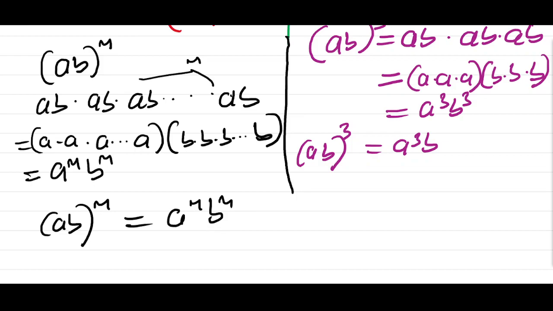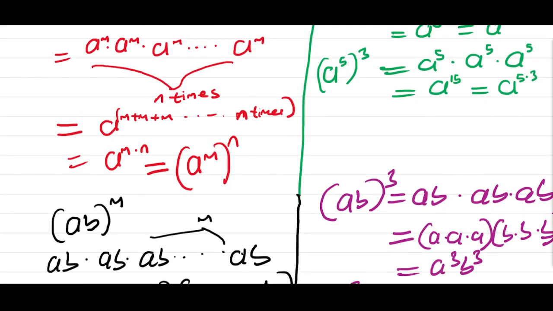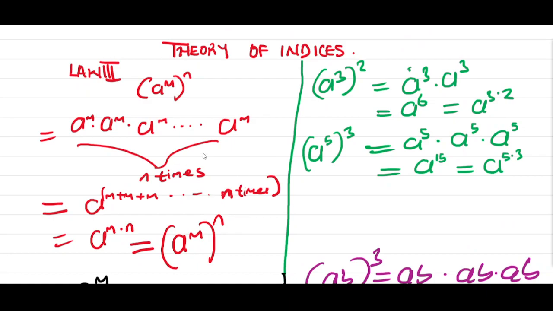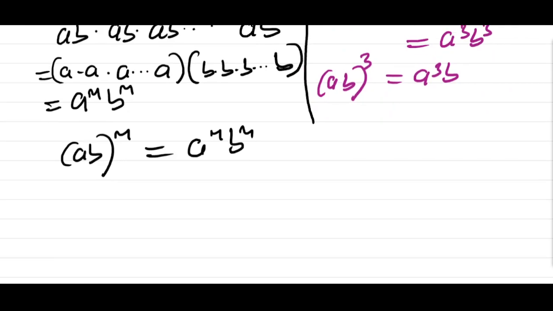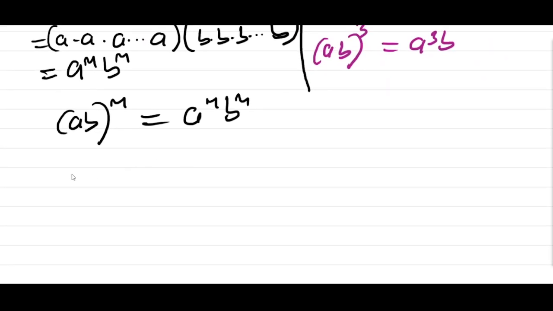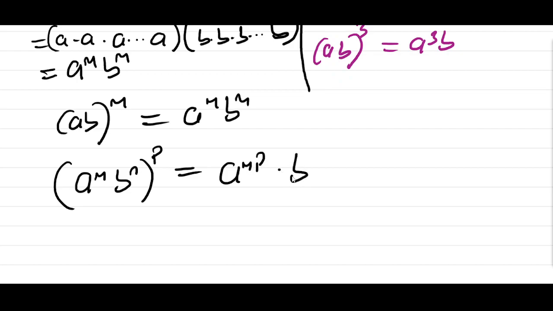And then if we combine it with this law, whenever we have something like a to the m, b to the n, and we raise it to the power of, let's say, p, this will be a to the mp multiplied by b to the np. So we have discussed the third interesting law of indices.